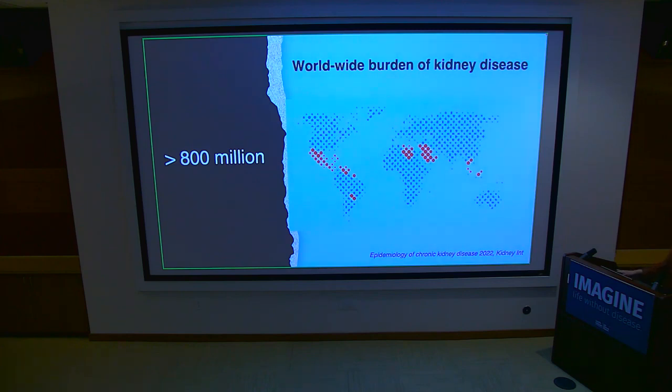Worldwide, there are reported over 800 million people with chronic kidney disease. And obviously that's a big underestimate because we can't target all the countries in the world. But as shown on these little orange dots, there seems to be a geographic distribution that's becoming quite interesting.